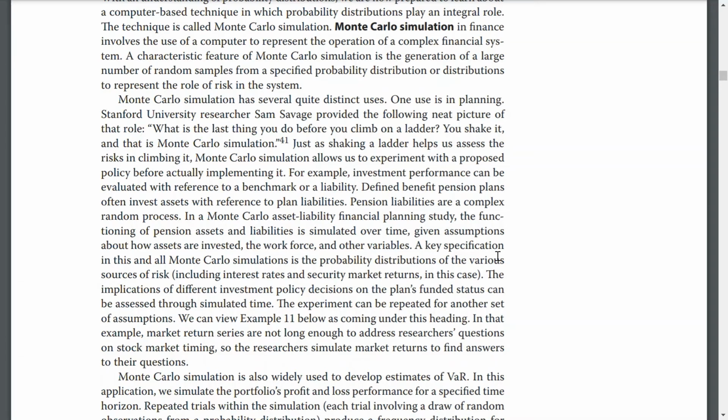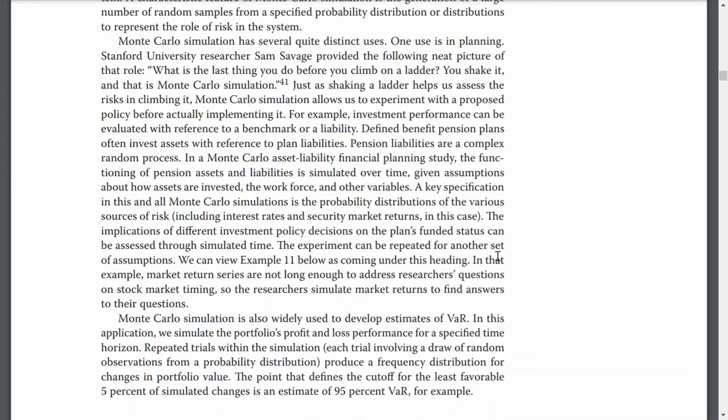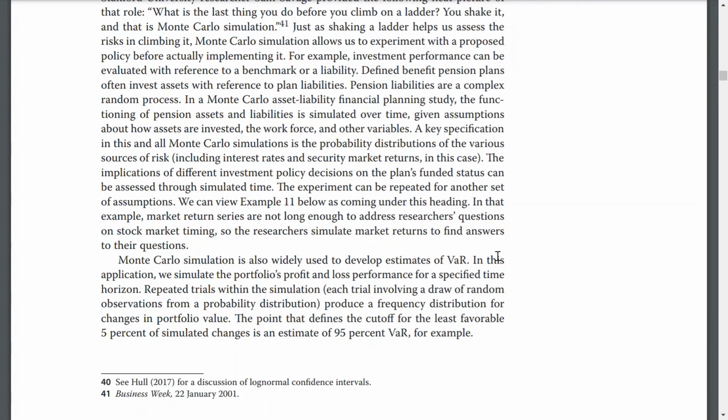For example, investment performance can be evaluated with reference to a benchmark or a liability. Defined benefit pension plans often involve assets with reference to plan liabilities. Pension liabilities are a complex random process. In a Monte Carlo asset-liability financial planning study, the fluctuation of pension assets and liabilities is simulated over time, given assumptions about how assets are invested, the workforce, and other variables. A key specification in this and all Monte Carlo simulations is the probability distributions of the various sources of risk, including interest rates and security market returns. In this case, the implications of different investment policy decisions on a plan's funded status can be assessed through simulated time. The experiment can be repeated for another set of assumptions.